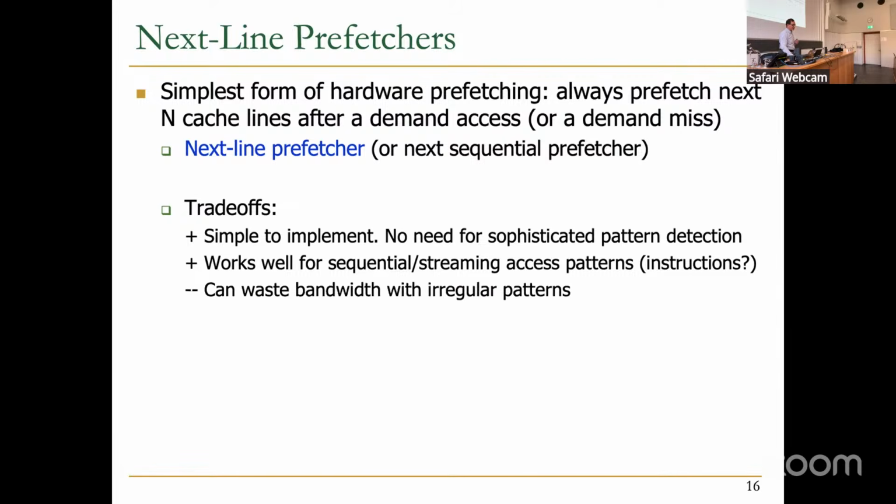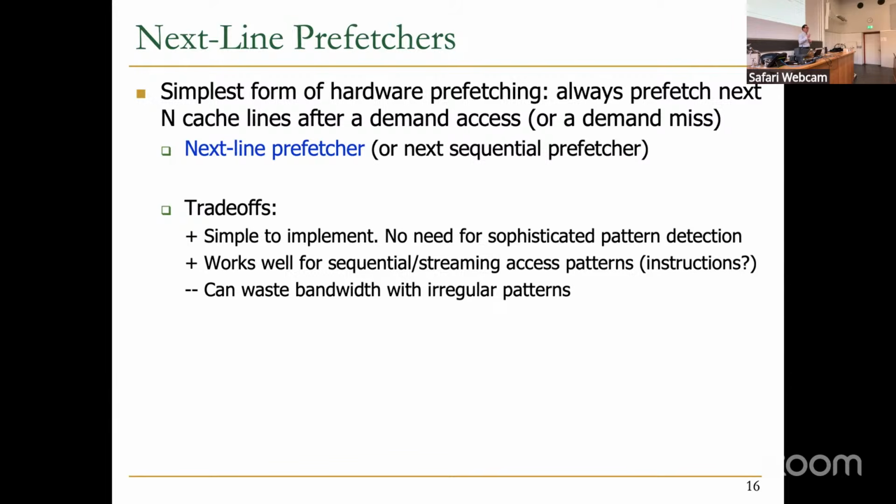But then there are issues also. It can waste bandwidth for irregular access patterns. Here, next line assumes that you keep going through the next line, right? What if that assumption is not true? You always access the lines, cache blocks with a stride of 2, for example. Right? Then you're still prefetching. So if you have a stride of 2, and if you're prefetching next 1 cache line, let's say n is 1, you're not covering anything, right?